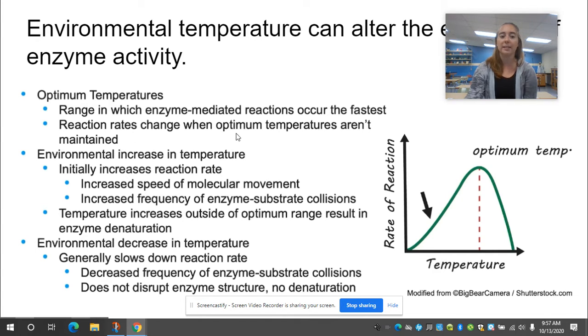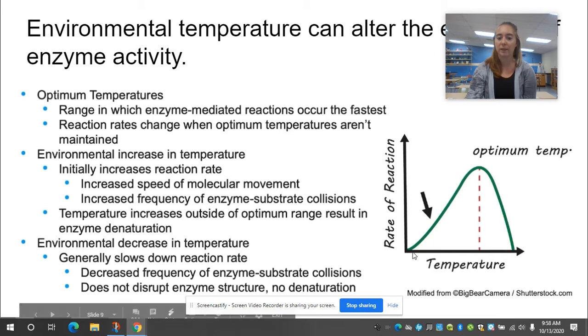So when your body is up to a really, really high temperature, these reaction rates cannot occur the way they're supposed to. When we change the temperature in our environment, it's going to initially increase the reaction rate. So it's going to increase the speed of those molecules moving. It's going to increase the frequency of the enzyme substrate collisions, which we want. But at a certain point, the temperature is going to increase outside of the optimal range. And in that case, the enzyme is going to denature.